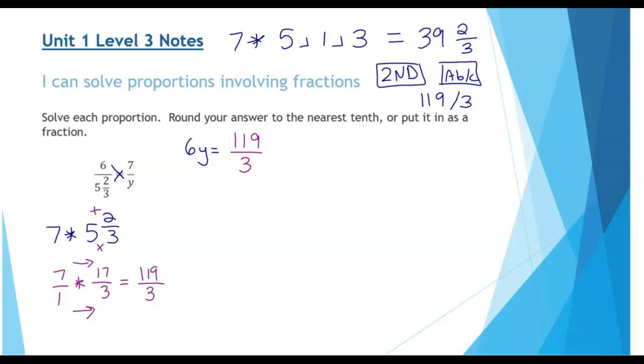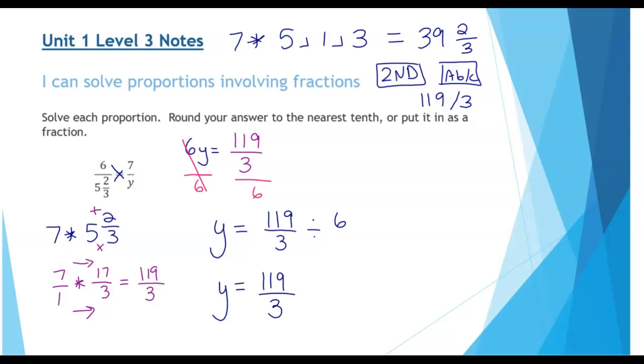Now, to undo multiplication, timesing by 6 here, I'm going to divide by 6. So now I have y is equal to 119/3 divided by 6. And we don't divide by fractions, we multiply by the reciprocal. So instead of dividing by 6 over 1, I'm going to multiply by the reciprocal here, multiply straight across, I get 119 times 1 and 3 times 6. So that is my final answer.